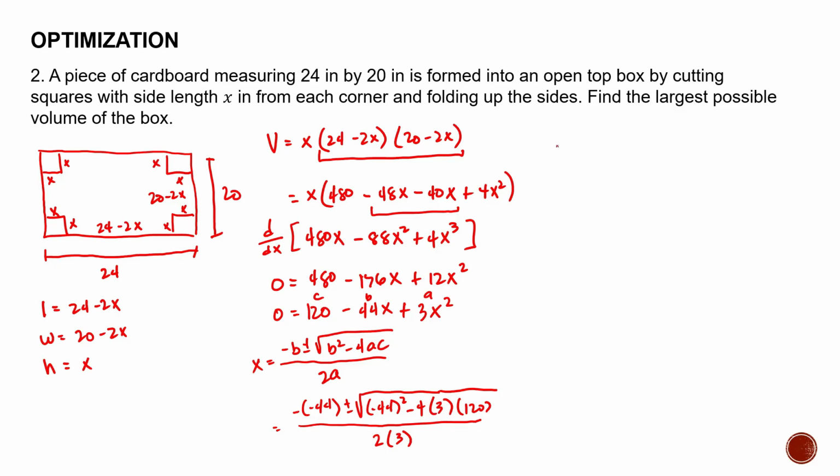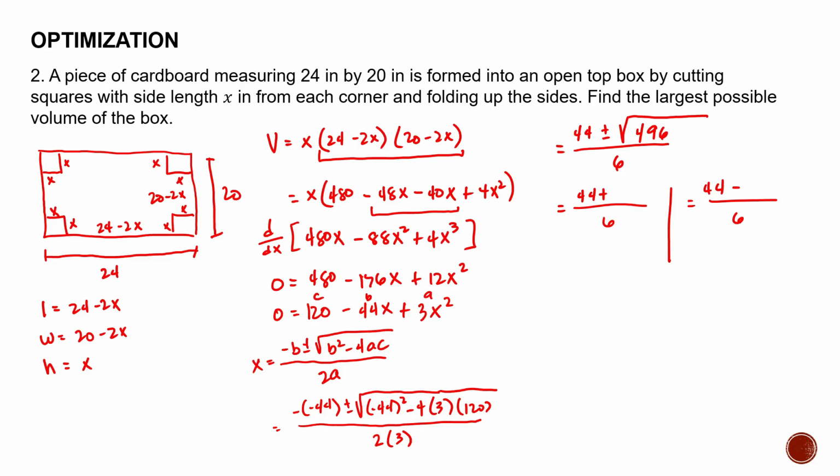Alrighty. Okay. So this will just be positive 44 plus and minus the square root of negative 44 squared minus 4 times 3 times 120 is 496, all over 6. Okay, so here we will have two possible answers. The first is plus, and the second one is minus. So let's do both.